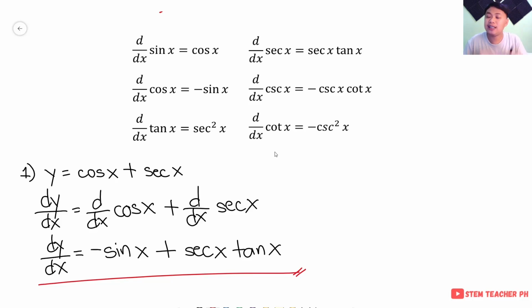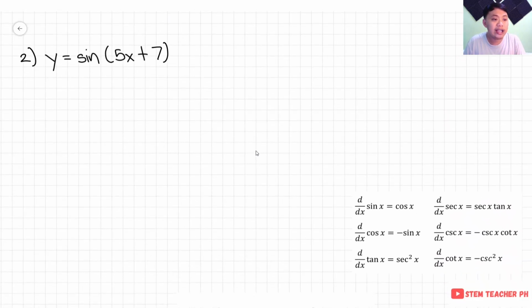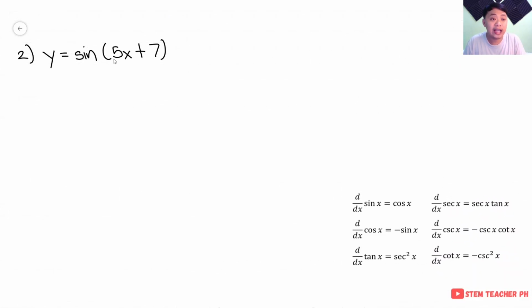Pero for our next examples, isasabay natin yung gamit ng formulas, derivative formulas for trigonometric functions at chain rule of differentiation. So now let us proceed with our example number 2. We have y is equal to sine 5x plus 7. Ito yung formula para meron pa rin tayong guide as we go along. Since wala tayong formula for the derivative of sine ng 5x plus 7, kailangan muna nating isimplify yung given equation.